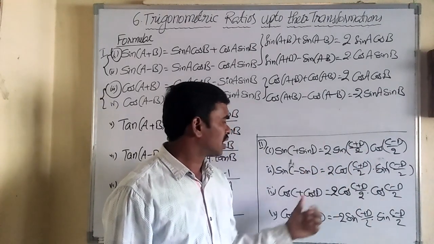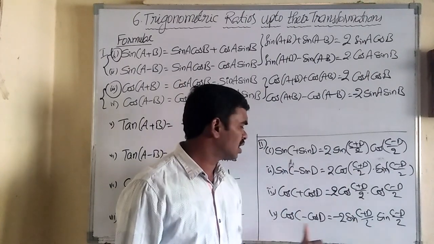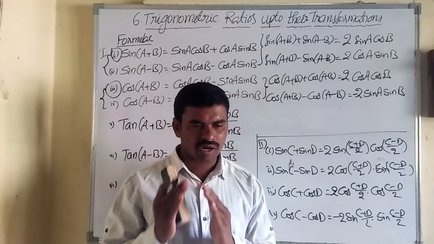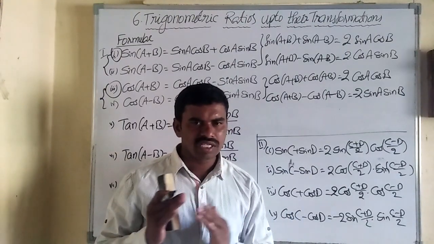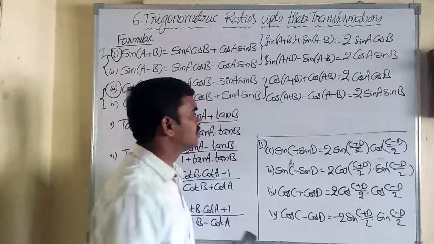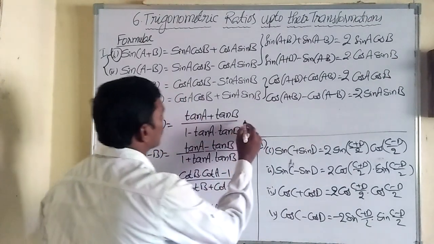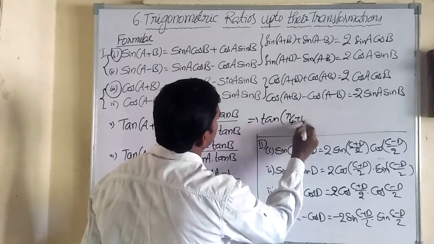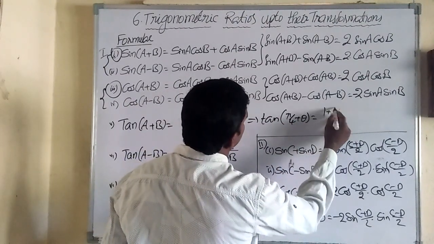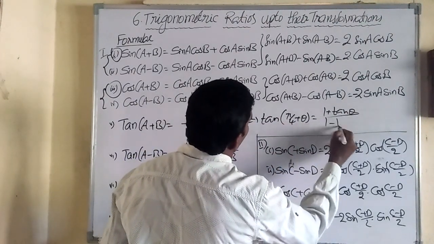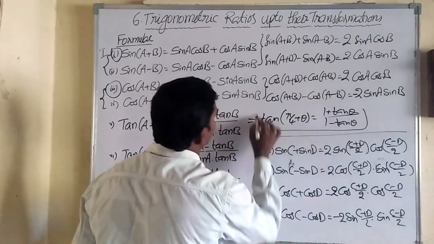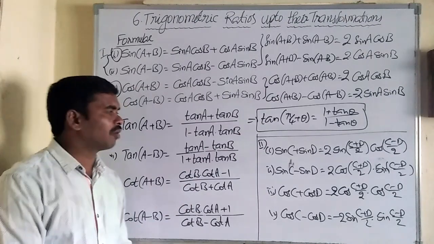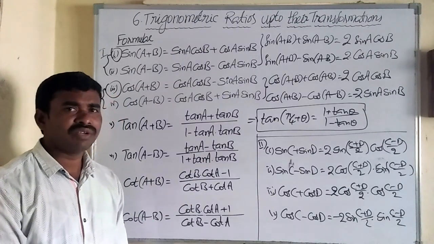Next, cos C plus cos D: cos cos. Cos C minus cos D: sin sin. So sin cos, cos sin, cos cos, sin sin. These are the formulas. Now, tan of (45 degrees plus theta) is (1 plus tan theta) by (1 minus tan theta). We should remember this also, because it will be repeated many times in problem solving.